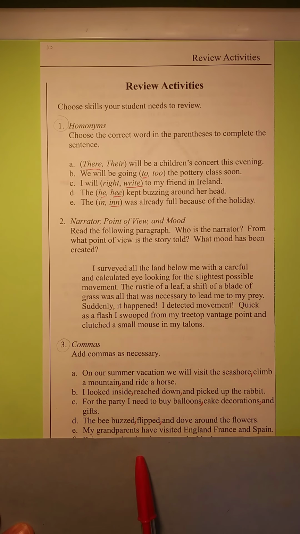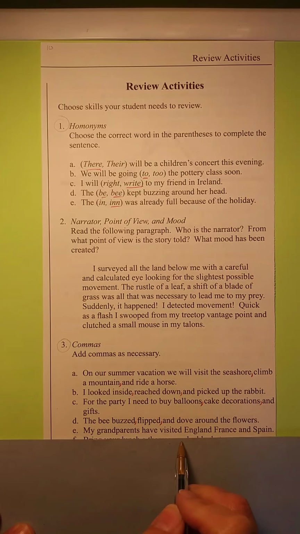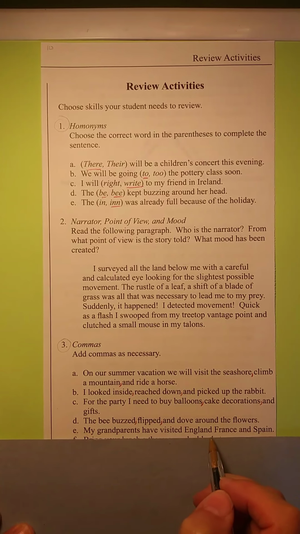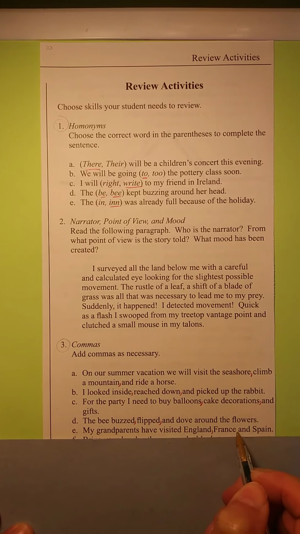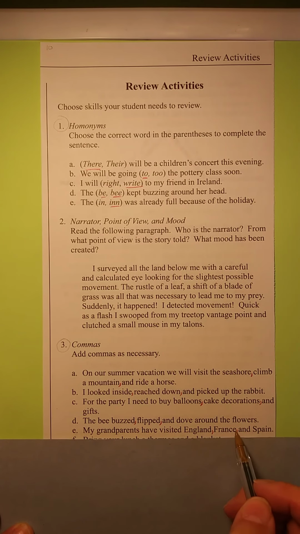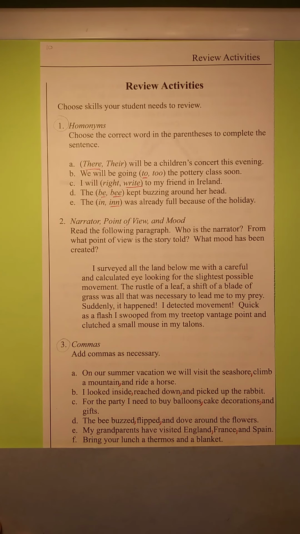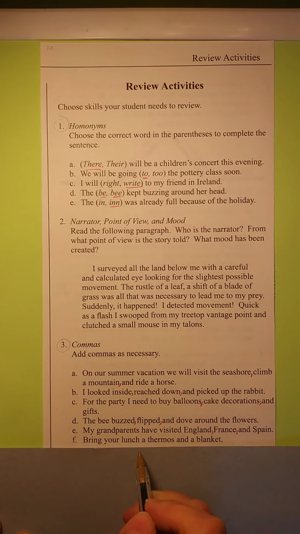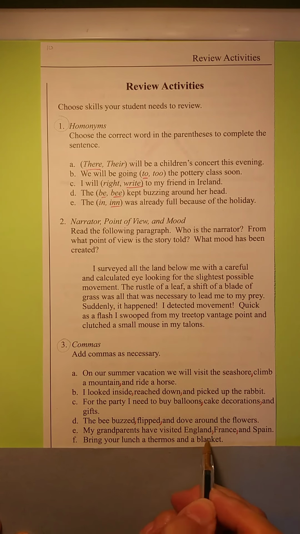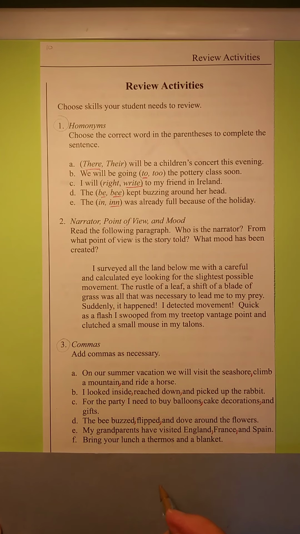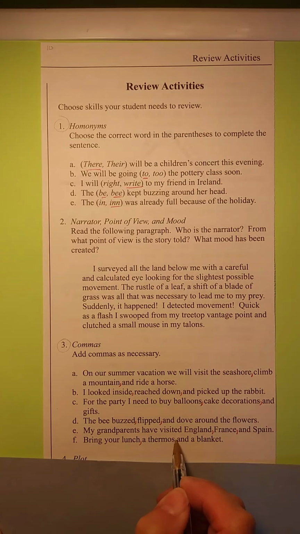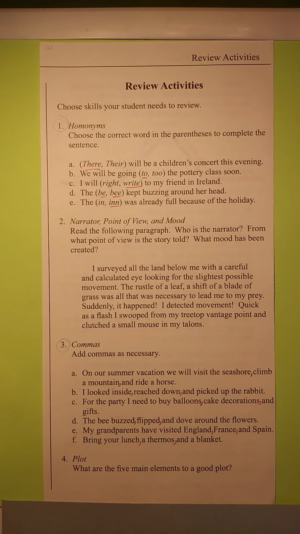E. My grandparents have visited England, France, and Spain. So we have three places that Grandma and Grandpa went. They went to England, comma, France, comma, and Spain. You don't need a comma after your and, just before it. Okay? And these are proper nouns. F. Bring your lunch, a thermos, and a blanket. So we have three things, these are nouns, that need to be separated by commas. Lunch, thermos, and blanket. Okay.